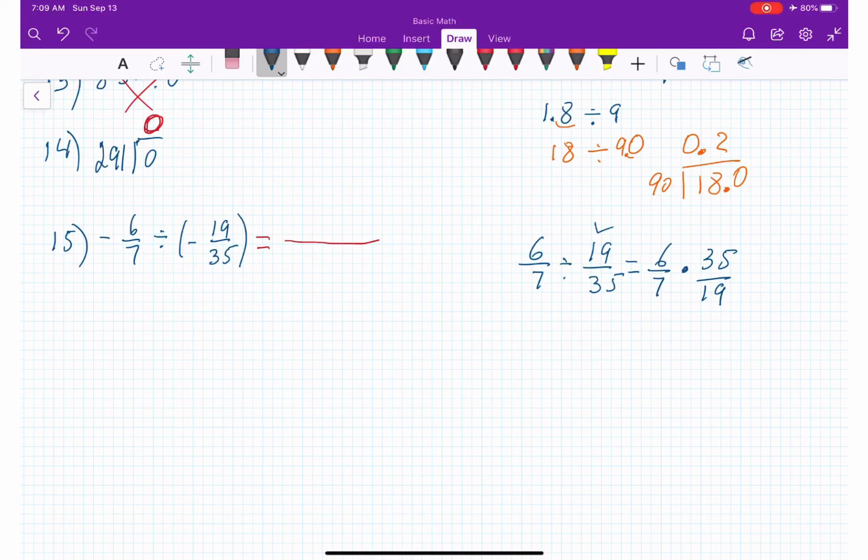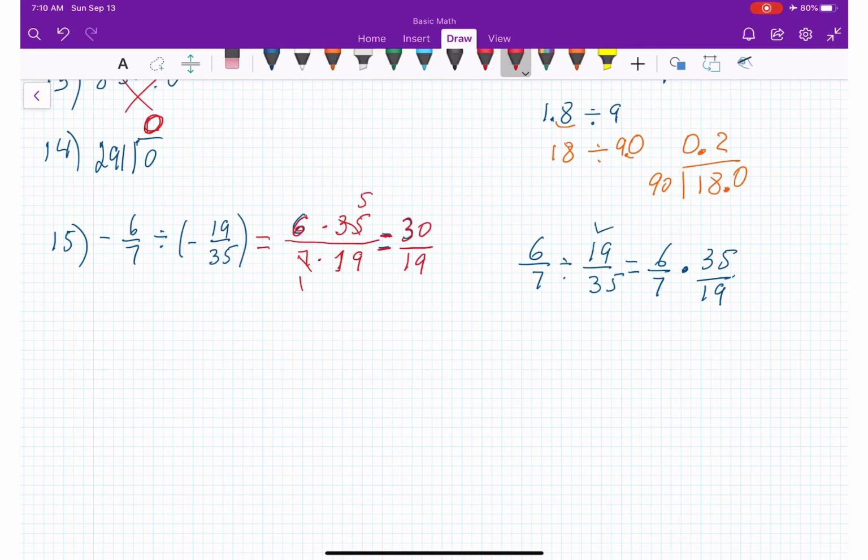So we get a multiplication, now it's clear. 6 numerator by numerator and denominator by denominator. Can we reduce here anything? Yes, 7 and 35. Both of them are divisible by 7. So 7 divided by 7 is 1. 35 divided by 7 is 5. And the result is 6 times 5 is 30. Why am I using blue color? It's 30. And the denominator is 19.